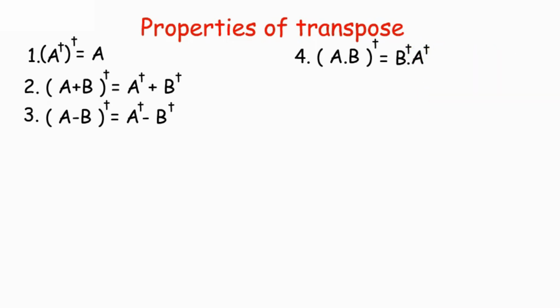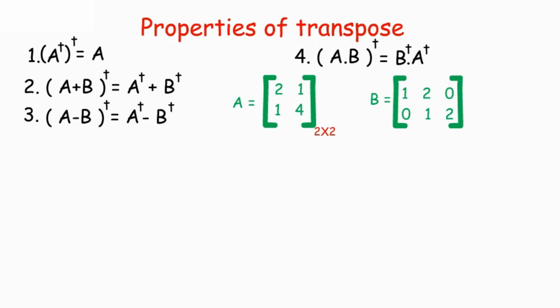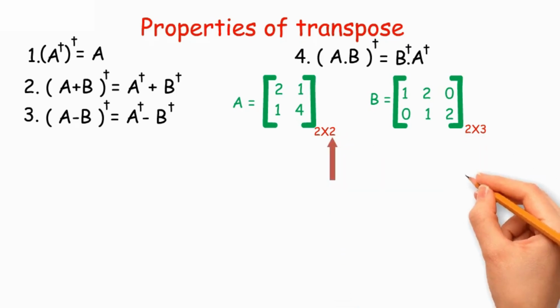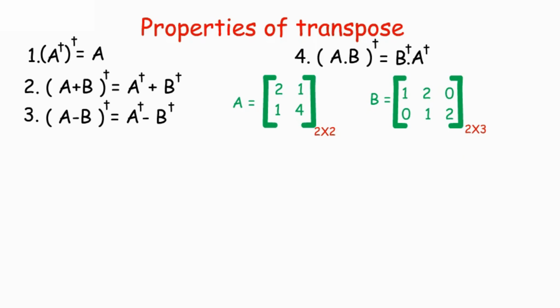The next property is A into B whole transpose is equal to B transpose into A transpose. Let's prove it by an example. This is a matrix A with order of 2 by 2 and this is a matrix B with the order of 2 by 3. If you don't know how to multiply two matrices, then I suggest you watch a detailed video about matrix multiplication available in this playlist. The multiplication of these two matrices is possible because the number of columns of the matrix A is equal to the number of rows of the matrix B.